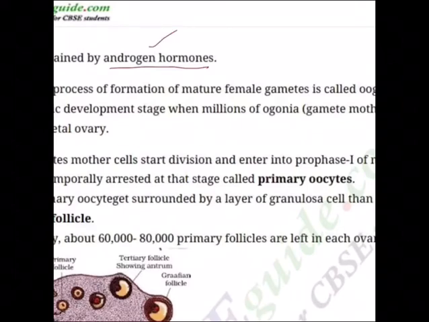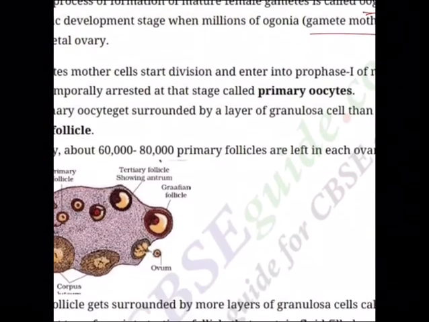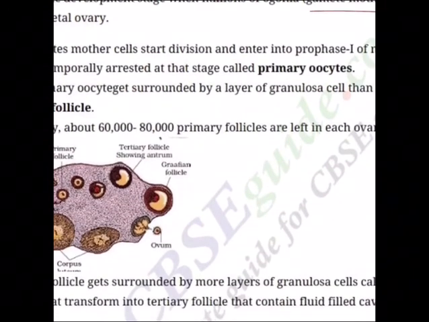And what about oogenesis? The process of formation of the mature female gamete is called oogenesis, means formation of ovum. It starts during the embryonic development stage when millions of oogonia, see millions, we call them gamete mother cells or ovarian mother cells, OMCs, are formed in the fetal ovary. So the gamete mother cells start division and enter into prophase 1 of meiotic division and get temporarily arrested at that stage, and they are called primary oocytes.